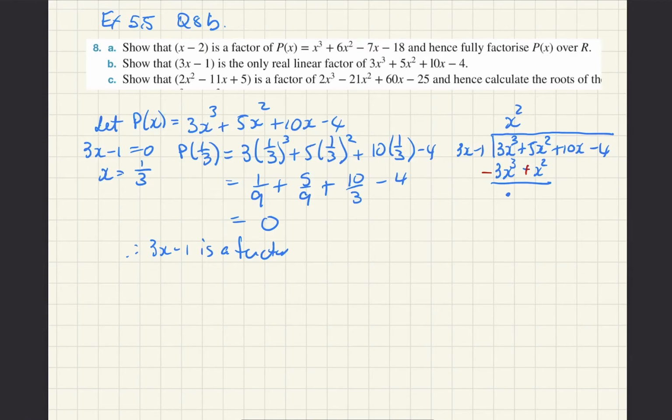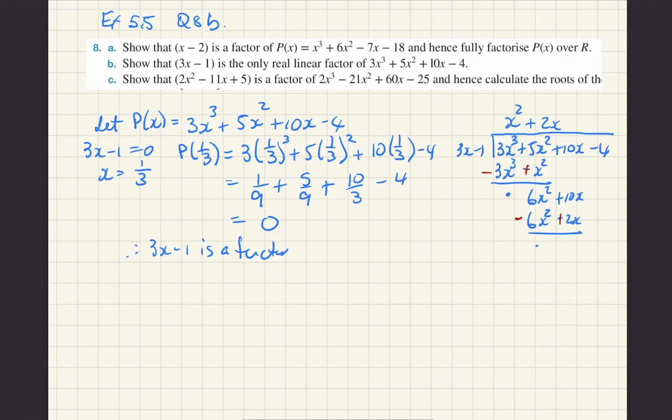That gives us 0. 5x squared plus x squared is 6x squared, plus 10x comes down. 3x goes into 6x squared 2x times. 2x times 3x is 6x squared. 2x times negative 1 is negative 2x. I subtract, so my signs change. This becomes negative, this becomes positive.